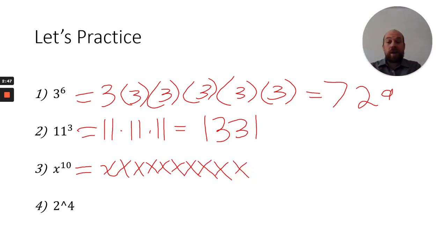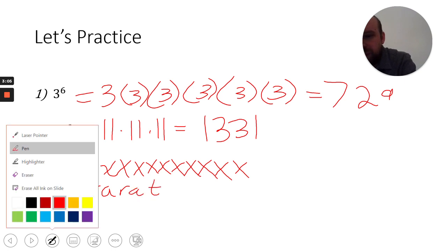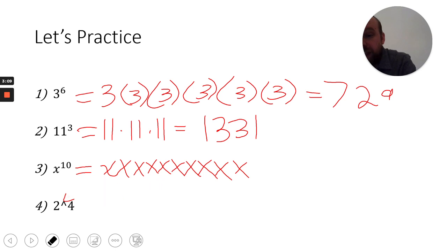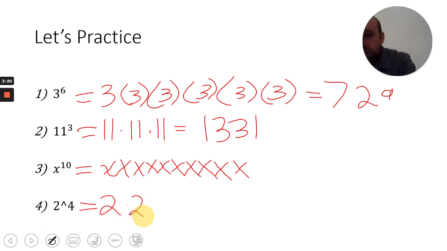Now, you don't have a way of writing superscripts, like putting the number on top, on your computer. Very often we use this symbol here, which is called a caret. Doesn't really matter how you spell it, but it's called a caret, and we use that as our power. In this case, 2 to the 4th power would be 2 times 2 times 2 times 2, which would be 2 times 2 is 4, 4 times 2 is 8, 8 times 2 is 16.